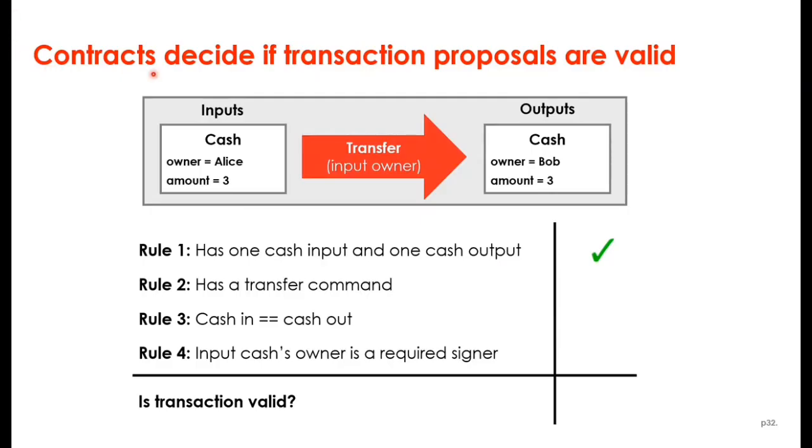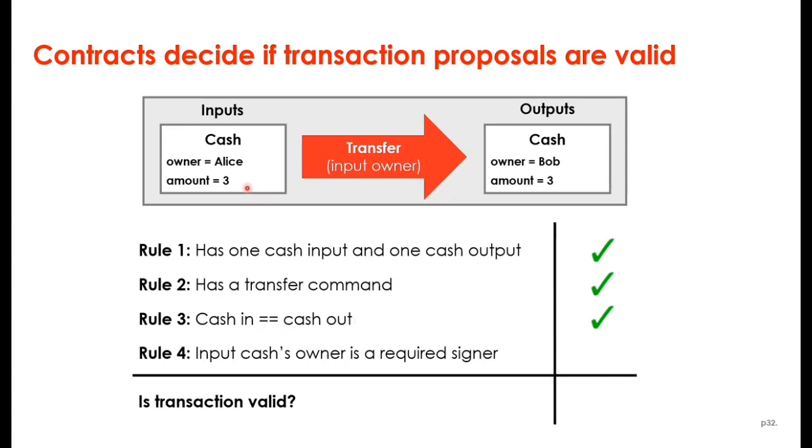So our contracts have the logic in here to decide if the transaction's proposals are valid. Again, here is a transfer of cash from Alice for the amount of 3, transfer ownership to Bob. So the first thing, has one cash input and one cash output. Is that true? Well, yes, we see it's true, so we see the check mark there. Then we see, do we have a transfer command? Well, we can see the transfer command there, so that gets checked as true.